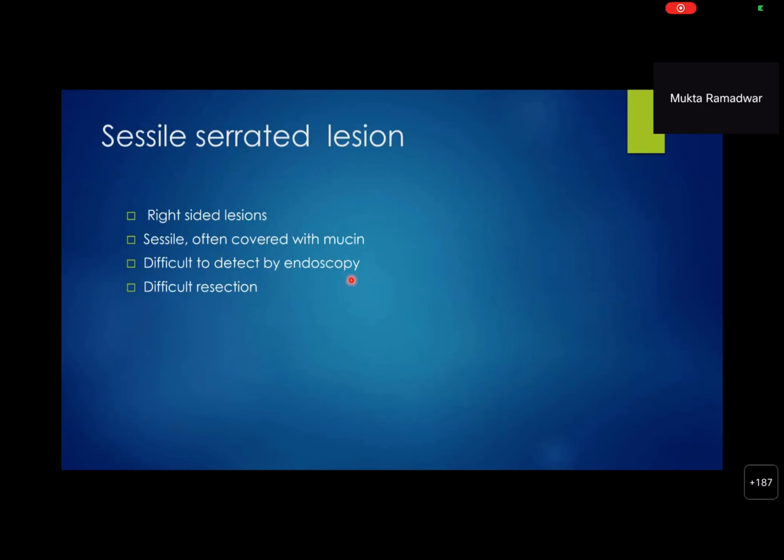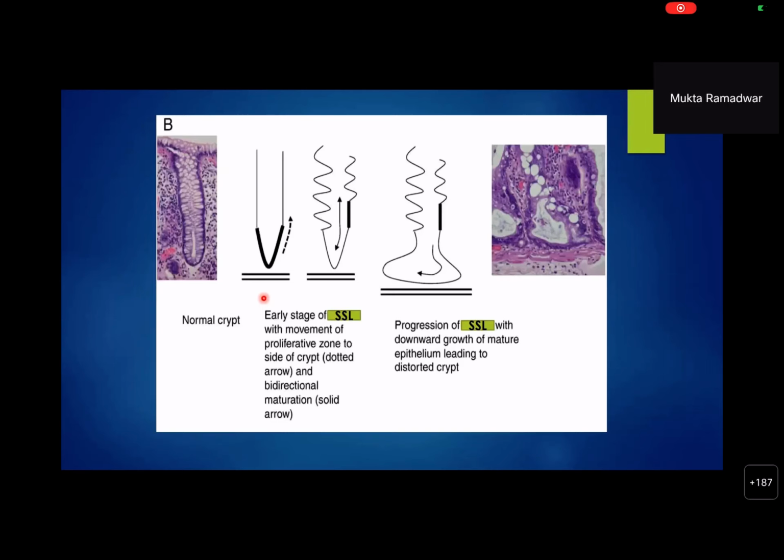They are difficult to detect by endoscopy because they are literally clouded by mucin, and their resection is also difficult because of their sessile nature. It is a difficult resection, which Dr. Prachi would tell us. So going by the differences, now this is a normal crypt maturation. When it comes to sessile serrated lesion, the cells not only proliferate upwards but also downwards, and that gives rise to these boot-shaped or L-shaped distorted crypts.